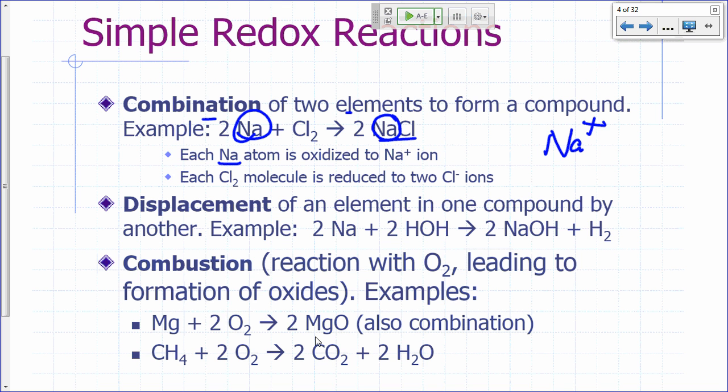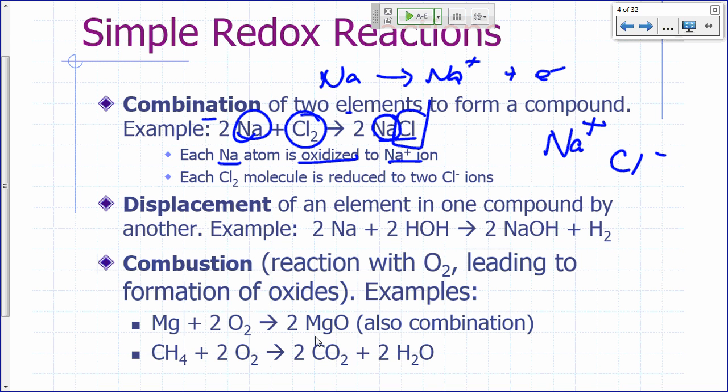So what happened here is your sodium atom got oxidized to sodium ion. You see, it got oxidized. That means it lost an electron, right? Your sodium ended up being sodium ions, so each sodium atom must have lost an electron. Similarly, you can say the chlorine molecule must have been reduced, because the chlorine in your NaCl is actually chloride ions. You know that from your earlier lessons and earlier courses.